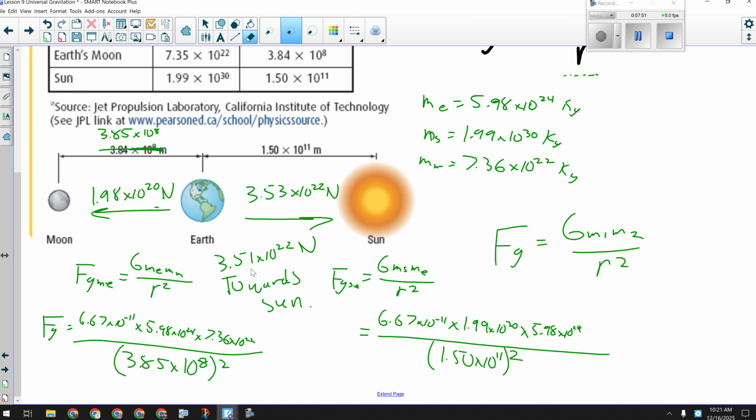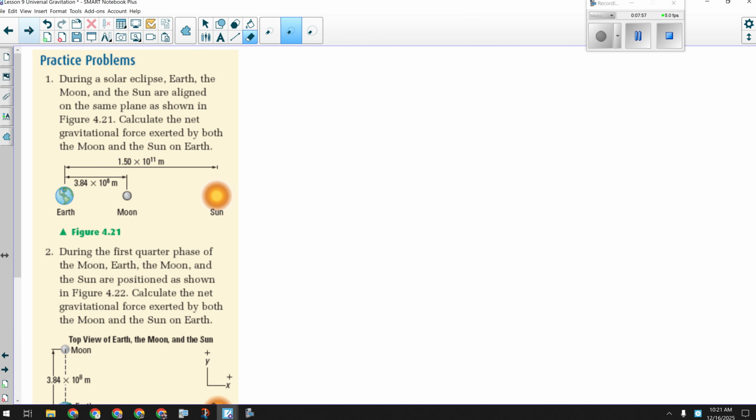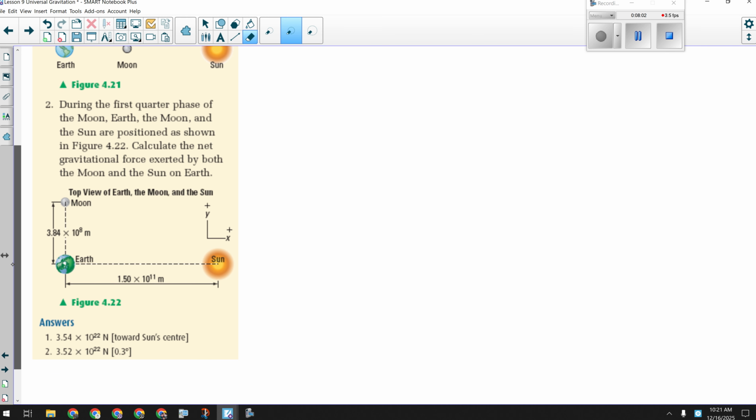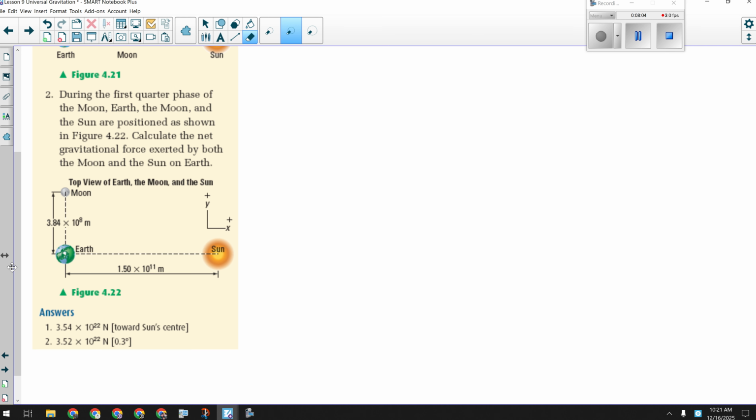What if I threw an angle in there instead? Draw a tail to head, exactly, like you would have in the first unit. So let's have you try this one. Now the moon's out over there. I want you to calculate the net gravitational force on the Earth when the moon is 90 degrees offset to the right or to the left, depending on your point of view.